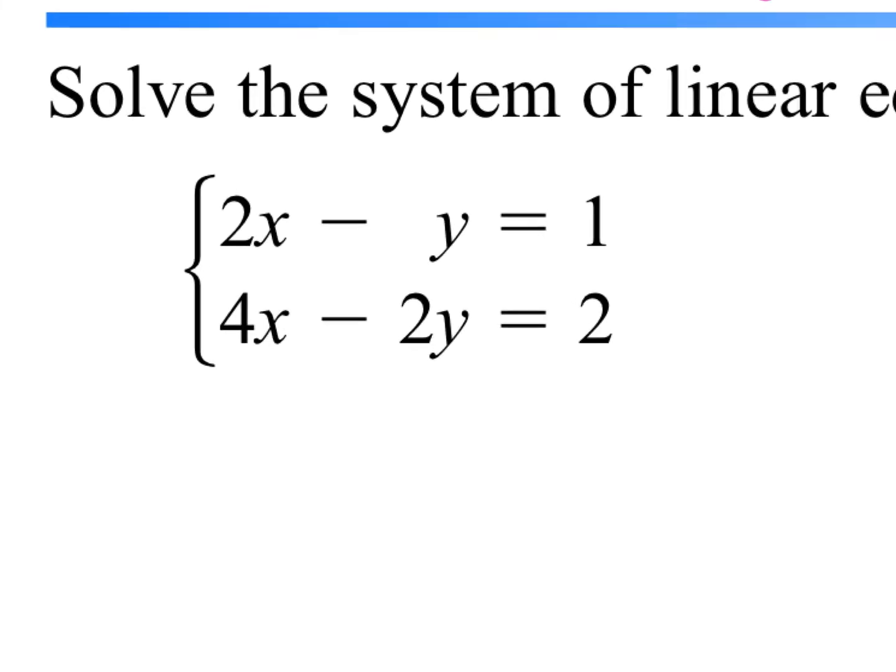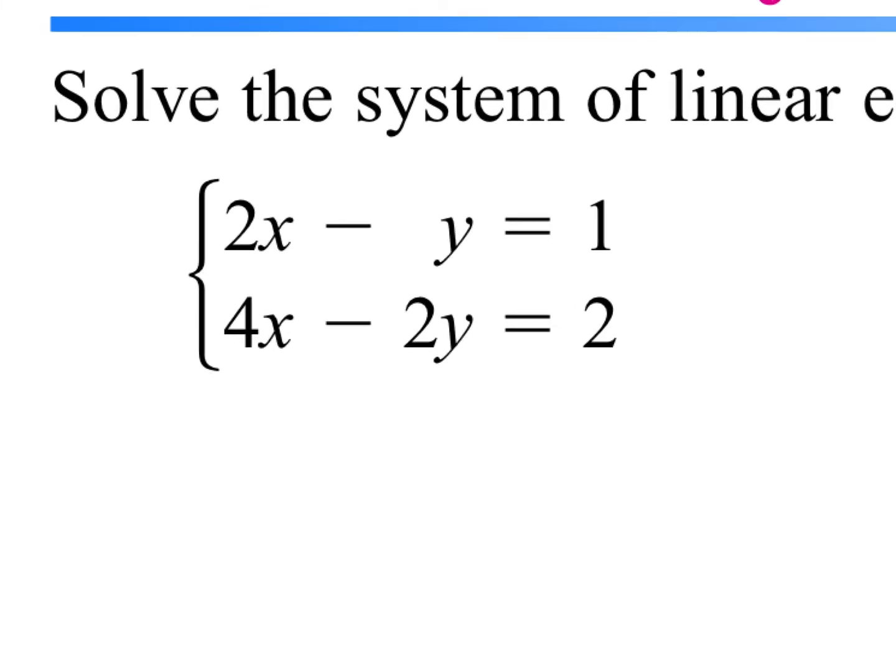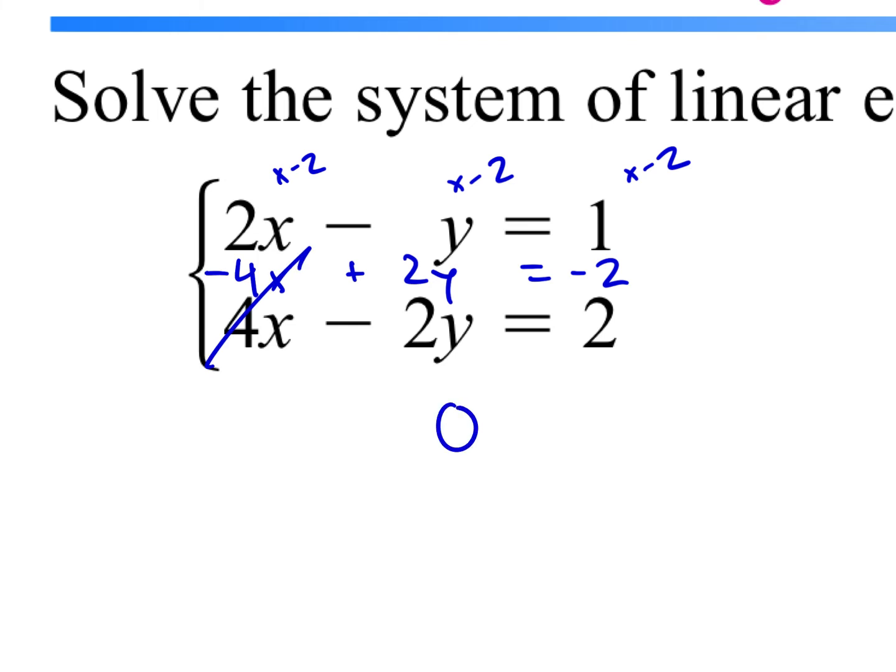Example 5, we do the same thing. What do I have to multiply to which equation? The top one times negative 2. Perfect. So this is negative 4x plus 2y is equal to negative 2. The x's cancel. 2y minus 2y is 0. Negative 2 plus 2 is 0. So what's my answer when 0 equals 0? Infinitely many solutions.